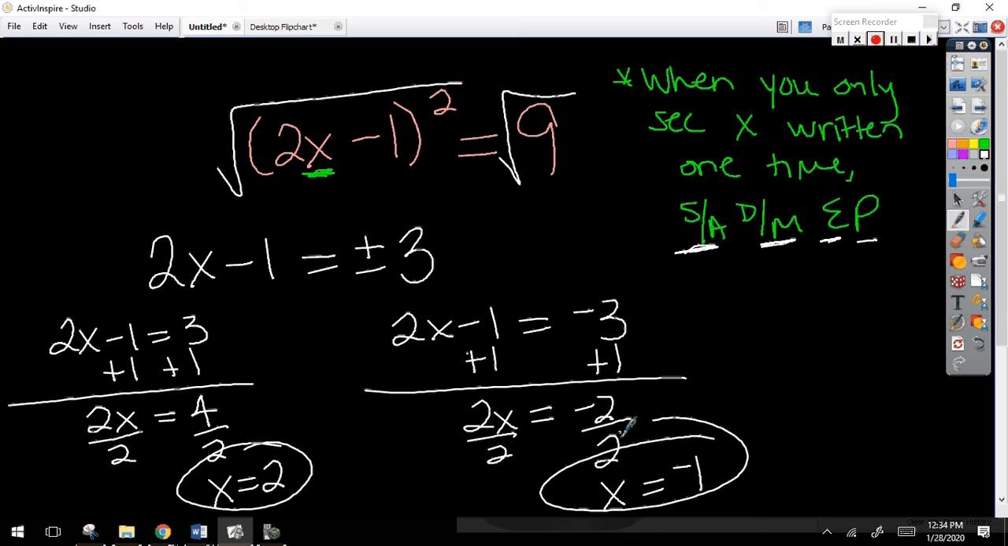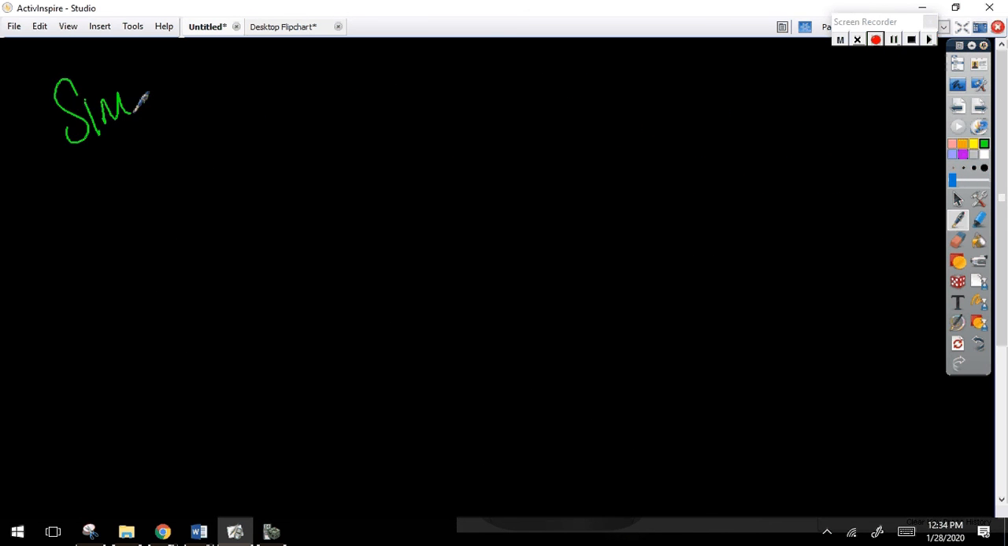Now I need to stop for just a minute because I need to make sure you know what to do if this does not come out as a perfect square. So we have to go back to our simplifying radicals. Do y'all remember how to do that? This will be the case anytime you see a radical.